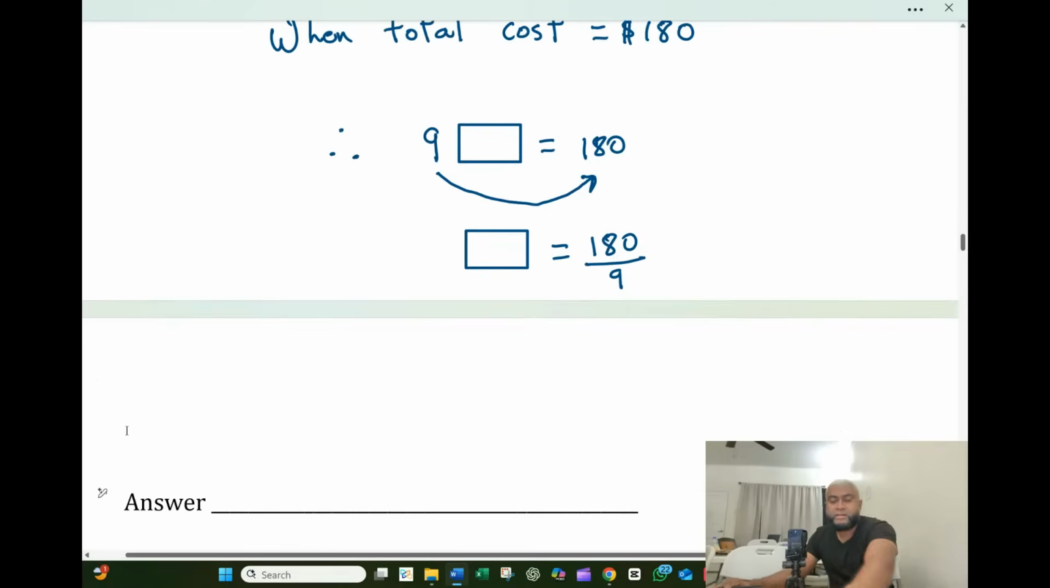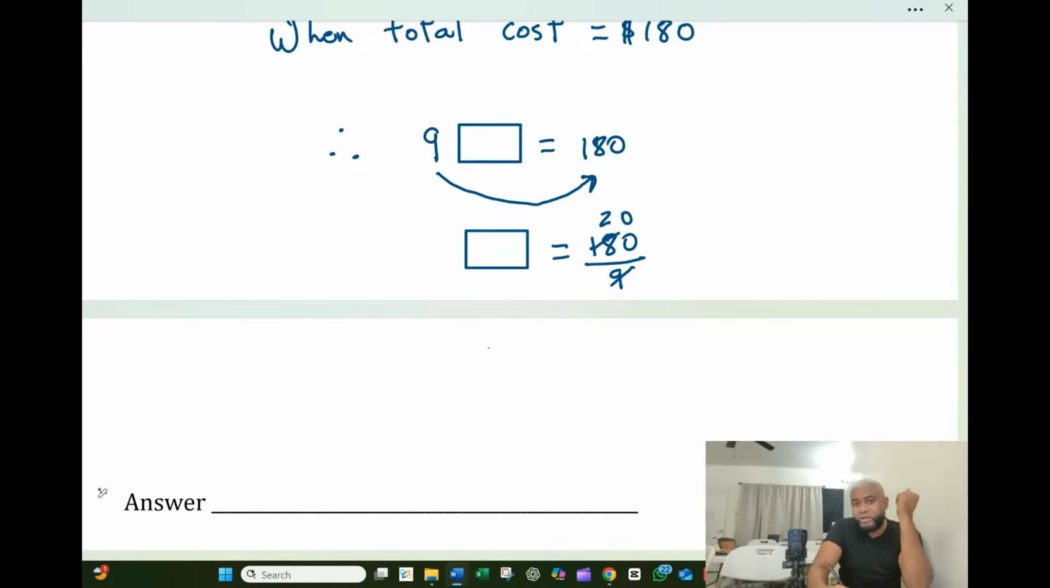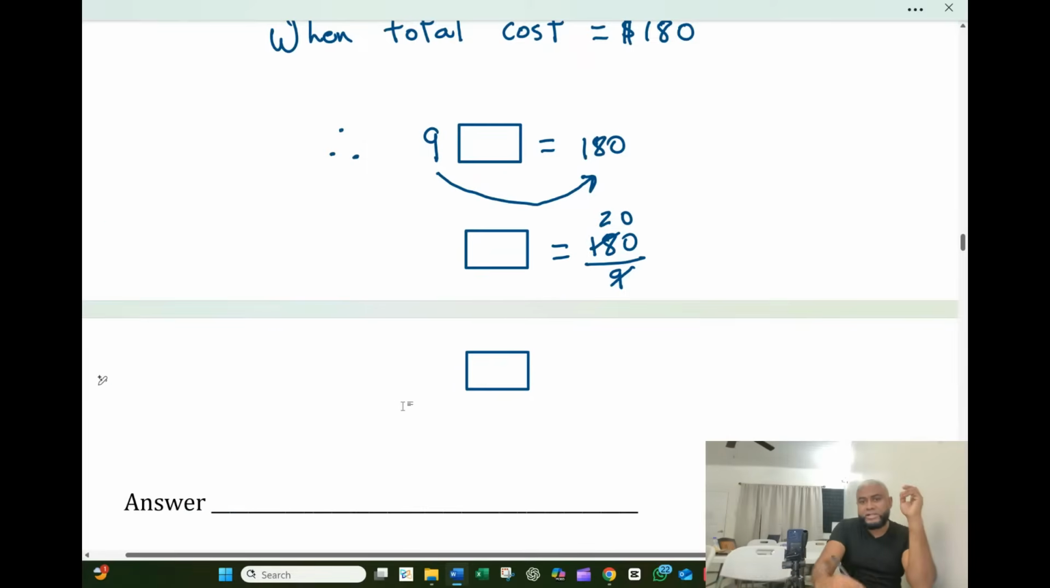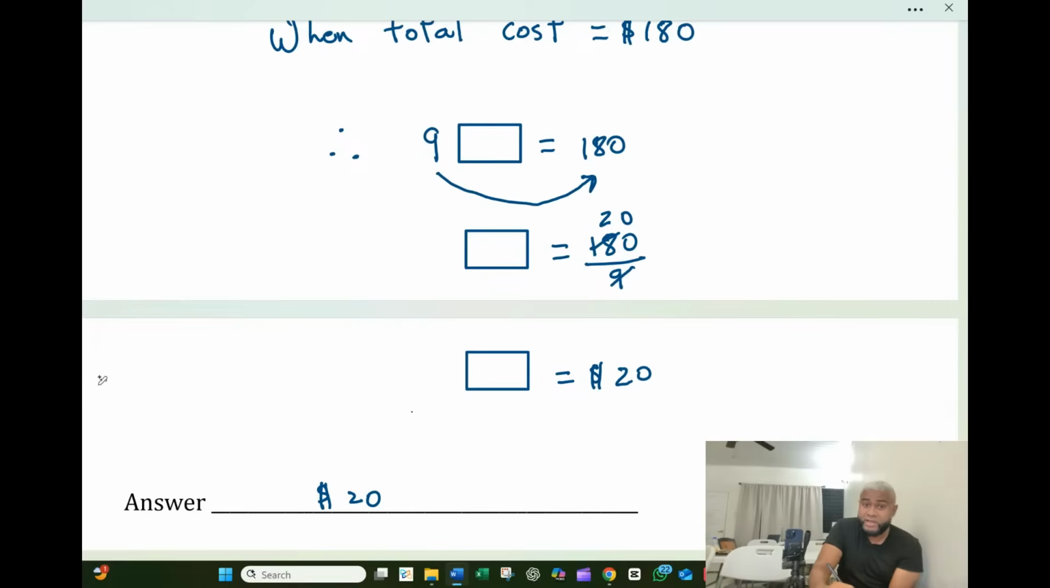So we go in here. 180 divided by 9. 9 into 18 is 2, and then 9 into 0 would be 0. So that 1 box now would be equal to $20, which is all the question asks for. $20. Everybody good there? That's all the question asks for. The question did not ask us for more.